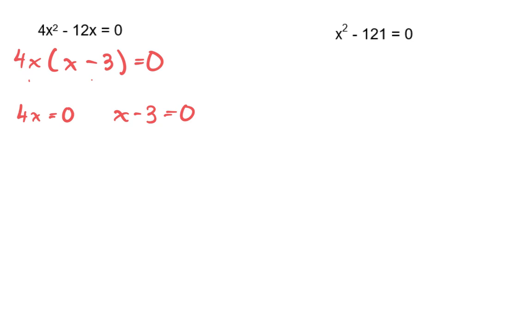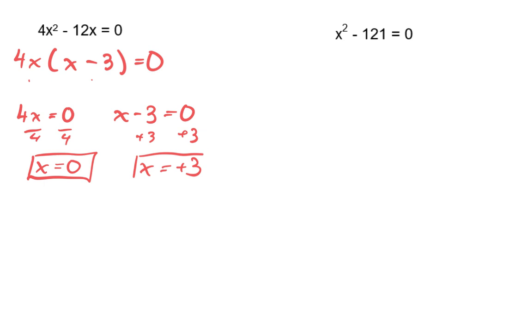4x equals 0. If I divide both sides by 4, 0 divided by 4 is just 0. So x equals 0 is one of my solutions. And that's a perfectly valid solution to a quadratic equation. For the other one, if I add 3 here and add 3 here, I get x equals positive 3. So my two solutions are x equals positive 3 and x equals 0.